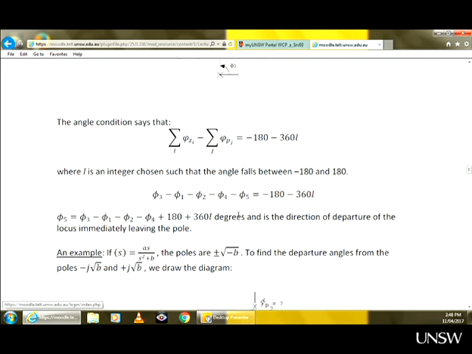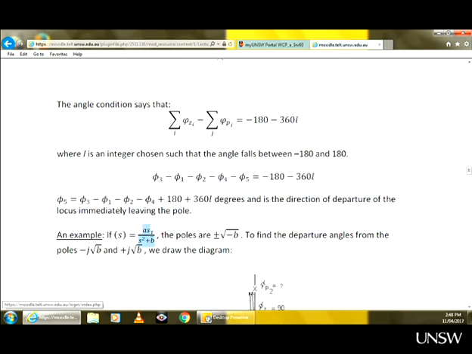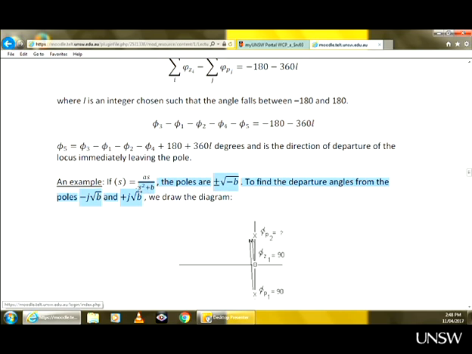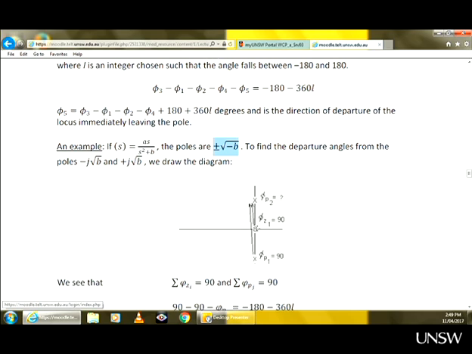So here's an example. Open loop transfer function. Oh, G is missing here. So if G of S equals AS over S squared plus B squared, then you will have a zero when S equals 0. And you will have two poles equal to plus minus square root of minus B. So you have a pair of complex poles. So you have a zero here and two poles, one here, one here.